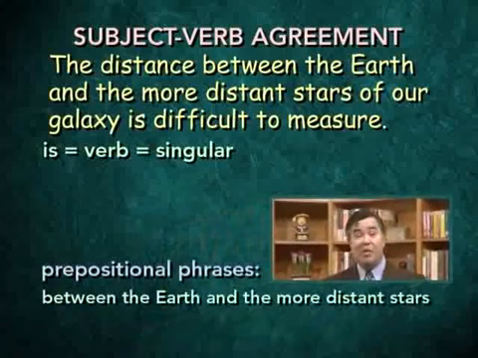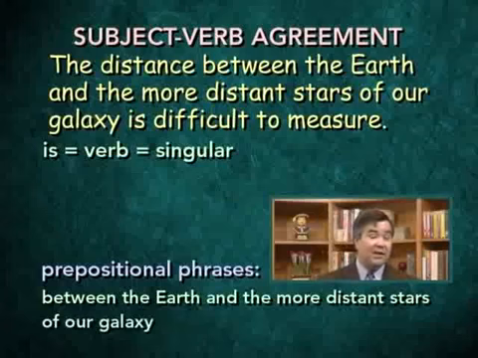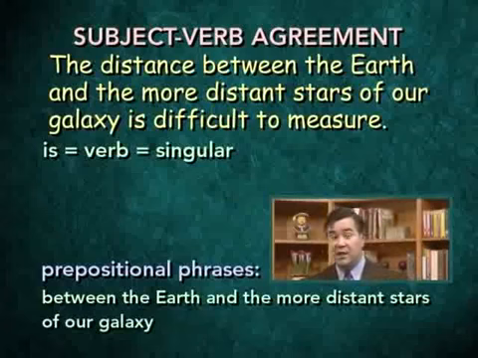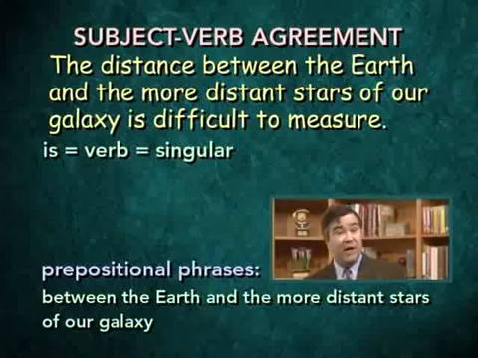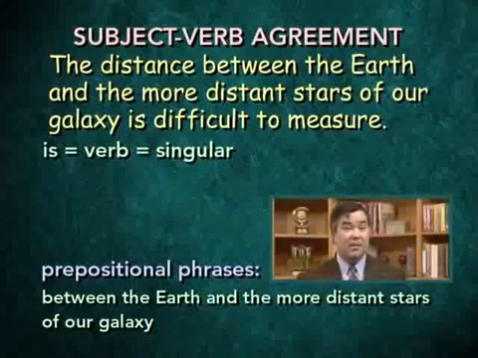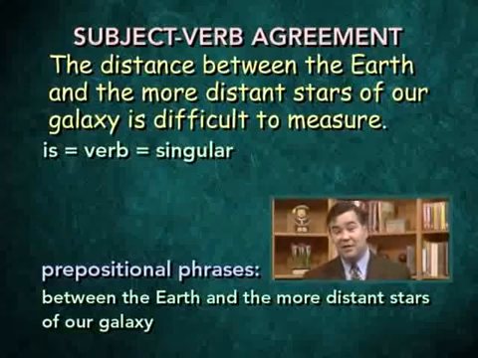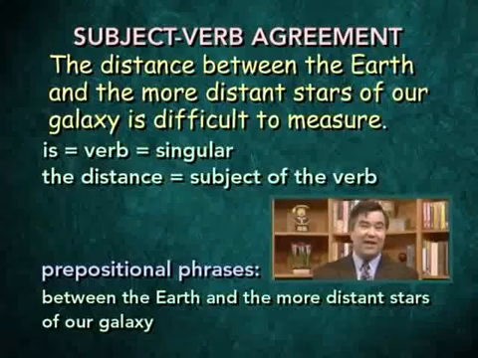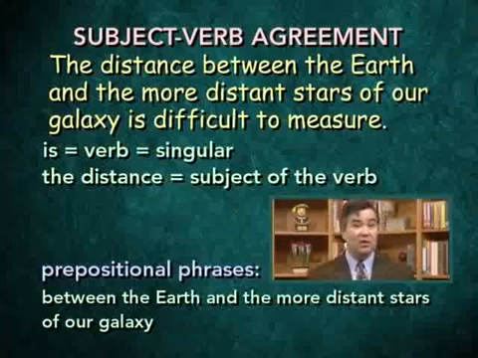Between the Earth and the more distant stars is one prepositional phrase, and of our galaxy is another prepositional phrase. Between and of are both prepositions, and the words that follow those prepositions and are linked to them are the objects of the prepositions. By eliminating those phrases, we can see that what's left is the distance. And in fact, that makes sense. After all, that's what is difficult to measure. The distance is what is difficult to measure.